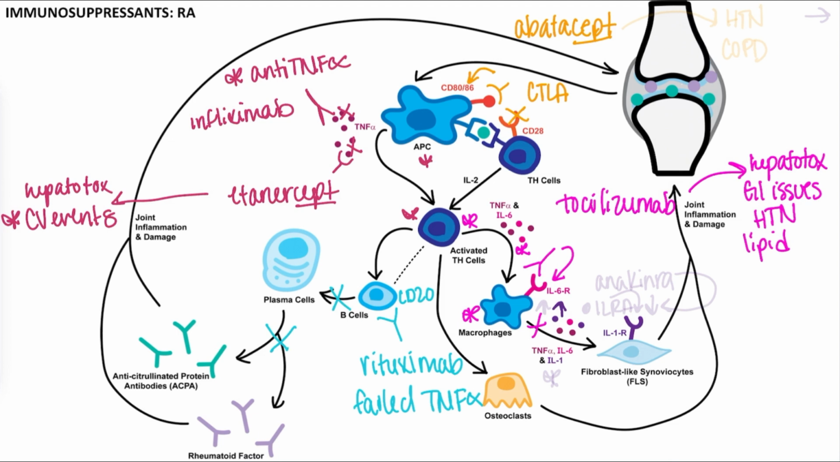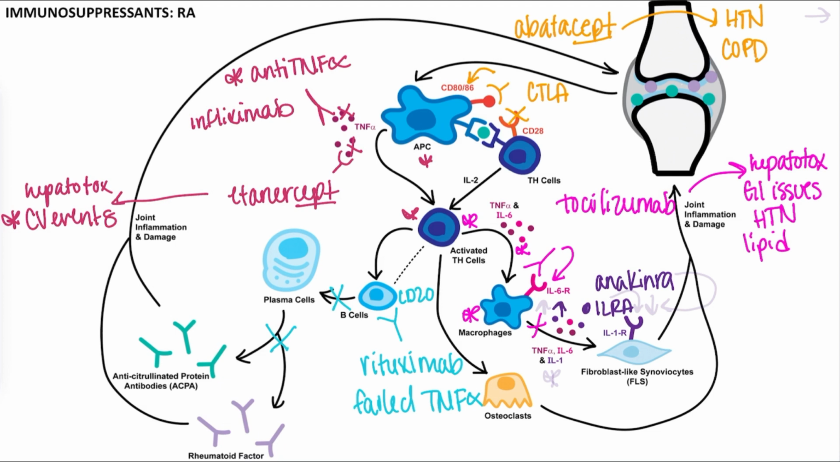So Orencia comes with a risk of hypertension, as well as COPD exacerbations, and is usually, again, used for those patients with more moderate to severe RA, again, those failing other agents. And then on to our last agent to introduce on this slide, which is anakinra, or Kineret, which is a recombinant form of interleukin-1 receptor antagonists.